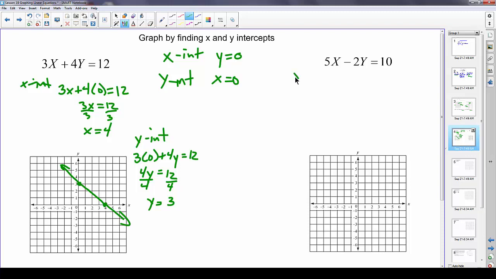Find the x-intercept. Set y equal to 0, so I have 5x minus 2 times 0 is equal to 10. This gives me 5x equals 10. Divide both sides by 5. X equals 2.